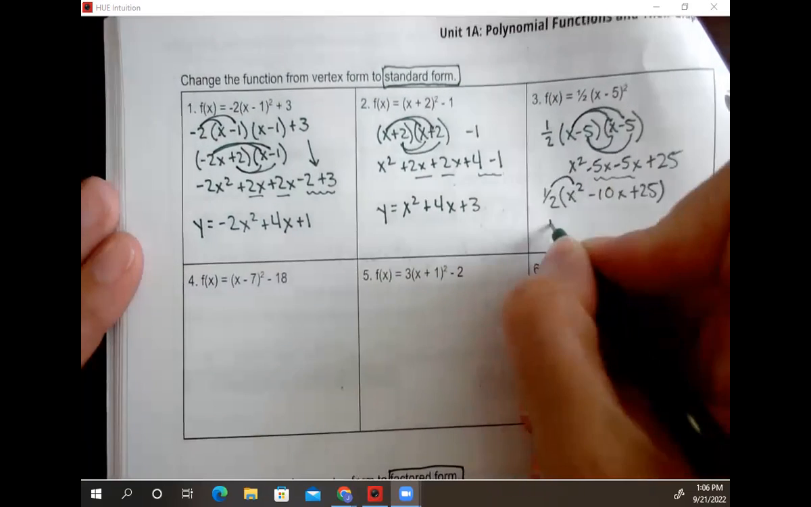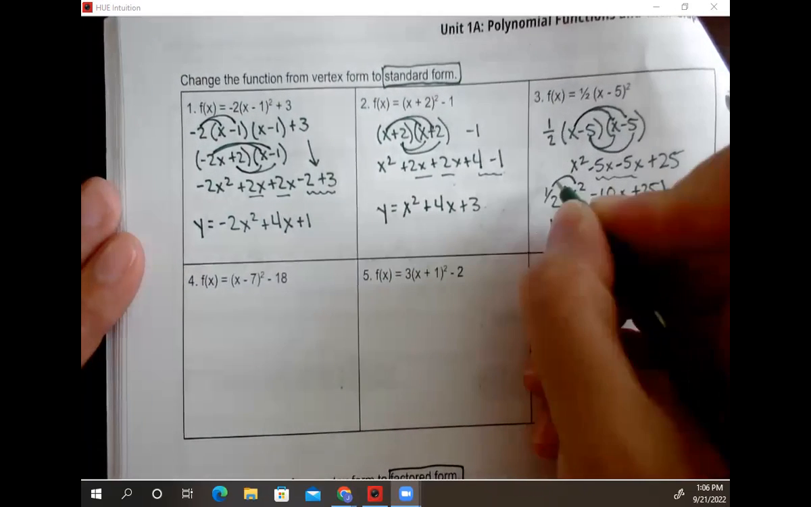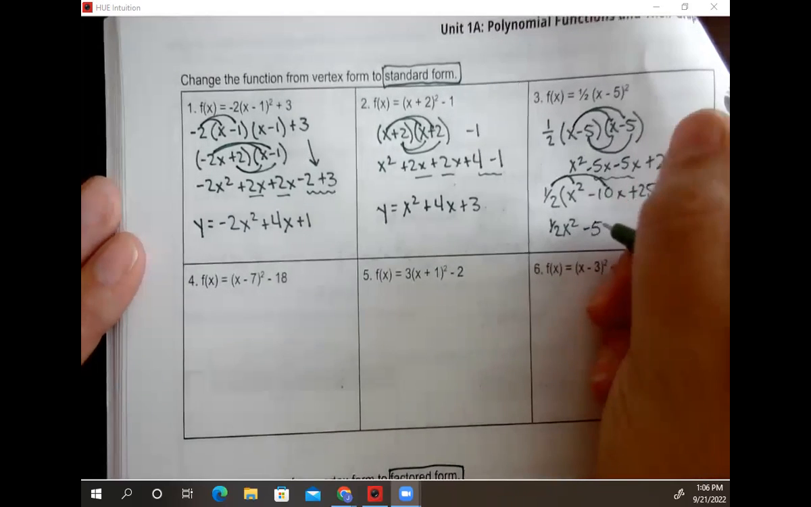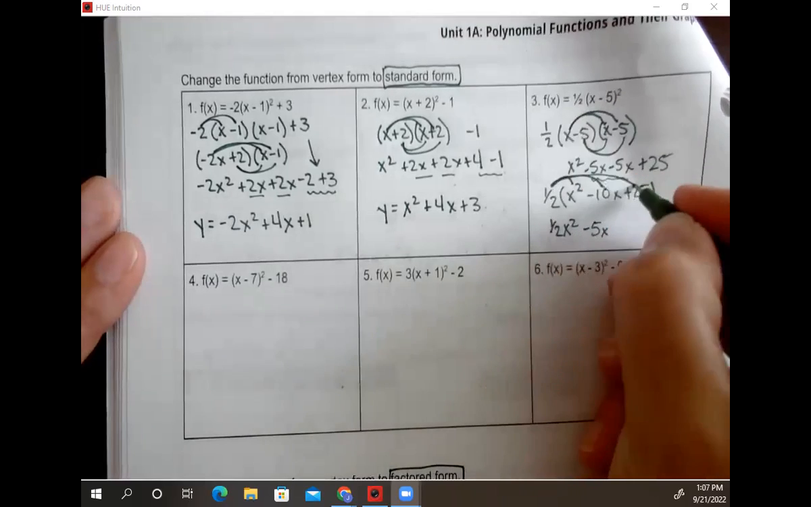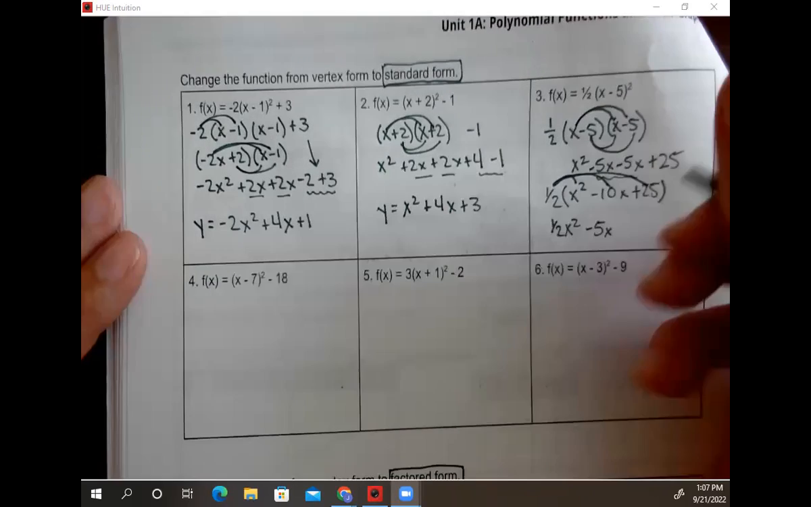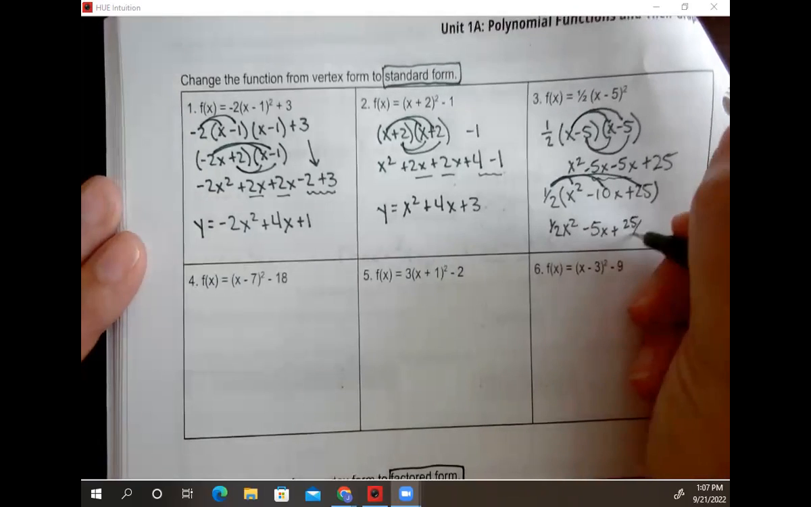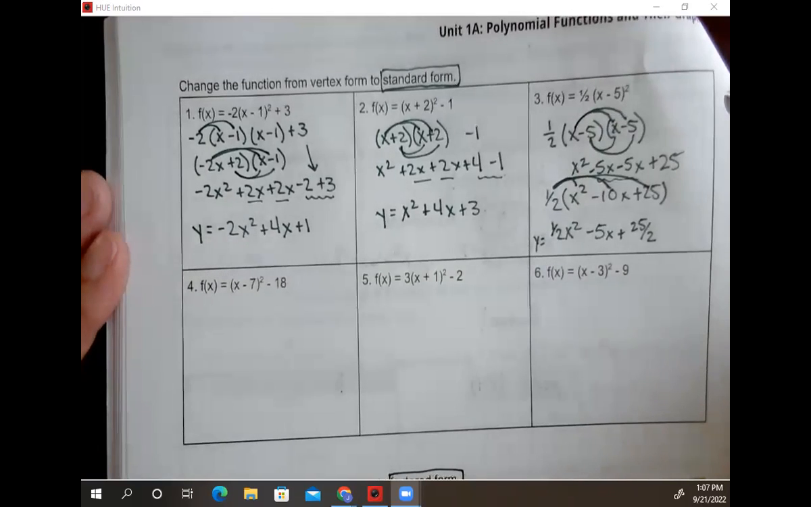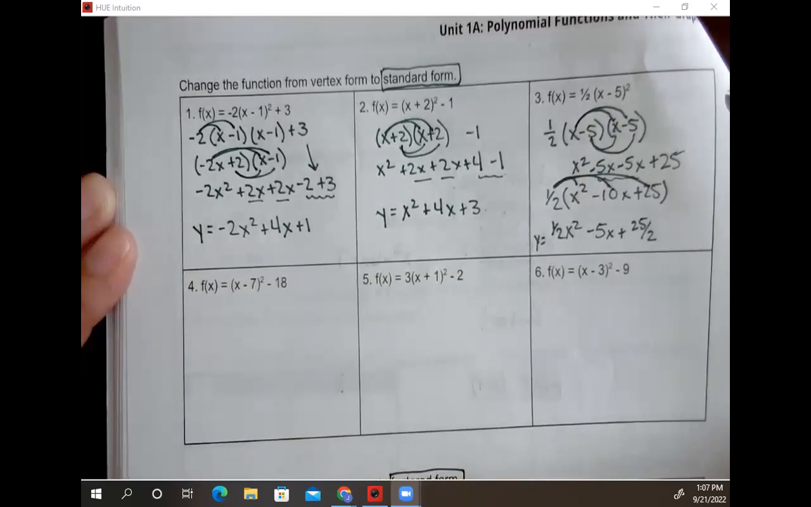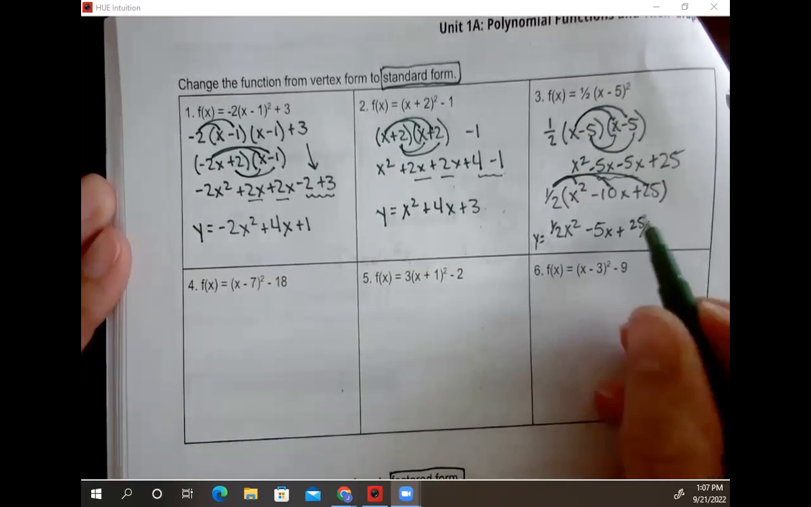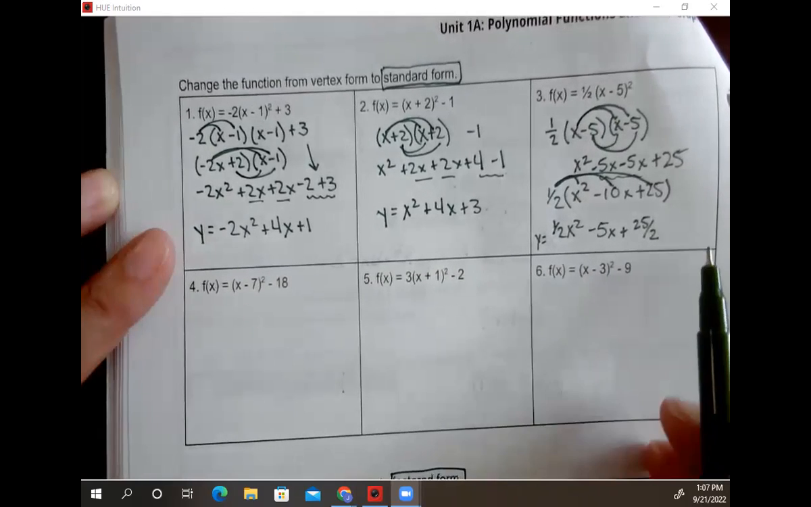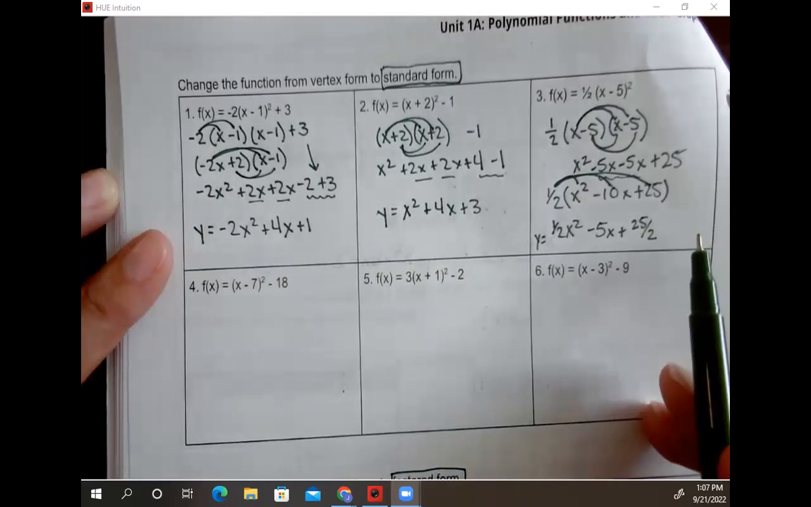So 1/2 times x squared would be 1/2 x squared. 1/2 times -10x. Well, half of 10 would be 5, so minus 5x. That's not so bad. And then half times 25. I'm just going to leave that as 25 over 2. If you want to write it as 12.5, that's fine as well. But a reduced fraction is also fine with me. So maybe this isn't the prettiest c value or y-intercept in the whole world, but that's okay. Questions for me on 1, 2, or 3?